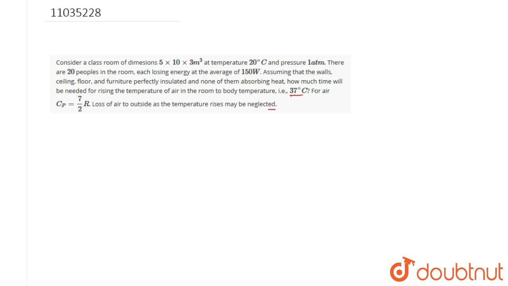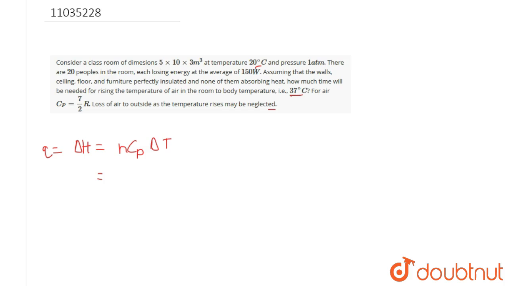So we need to find, first, the net energy that is required in order to raise the temperature from 20 degrees Celsius to 37 degrees Celsius. Therefore we need to find the change in enthalpy, net energy, that is delta H is equal to, and since it is at constant pressure, Q will be equal to delta H is equal to n Cp dT.